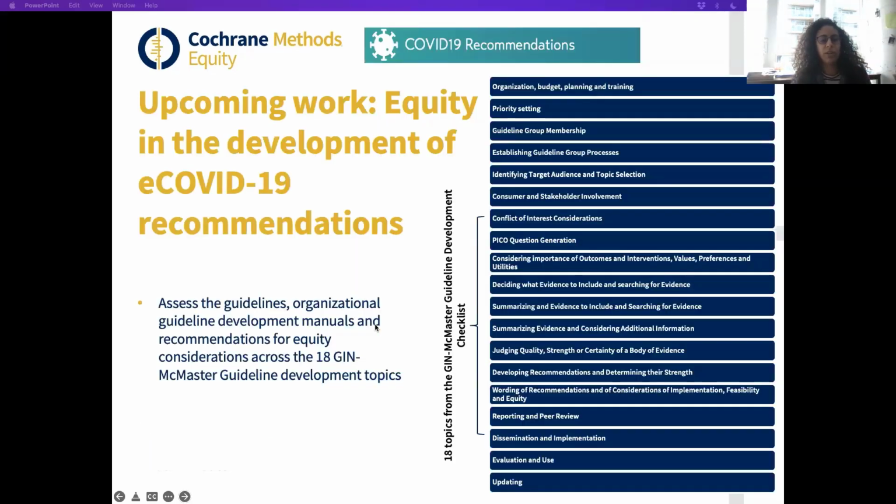And just to let you know about our upcoming work, we're looking into equity in the development of COVID-19 recommendations, using the GIN McMaster checklist for guideline development. If you are a guideline developer, you're probably familiar with this. If not, I recommend that you look it up. So it covers 18 topics that we would recommend guideline developers follow in order to optimize their guideline development process. And so we're looking at whether the COVID-19 guidelines considered equity-sensitive factors while looking at the 18 topics from the GIN McMaster checklist.